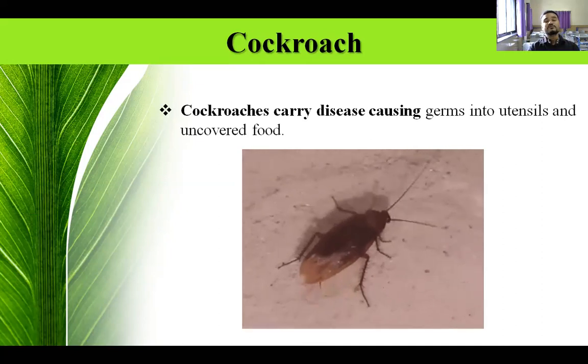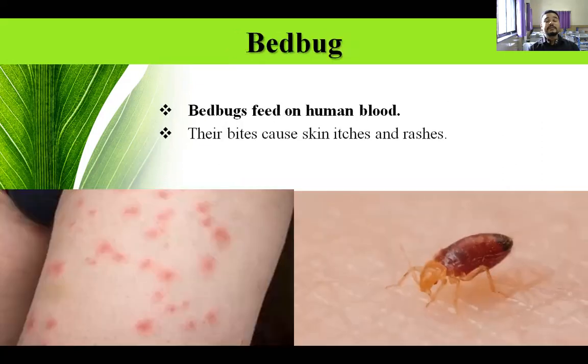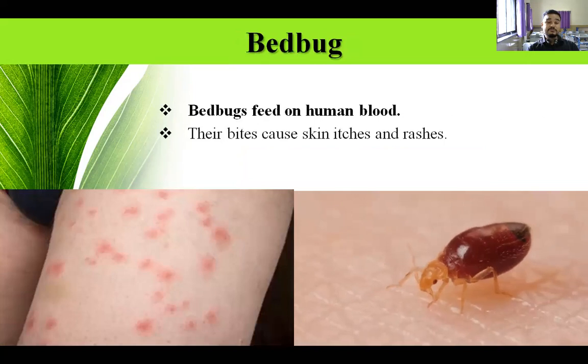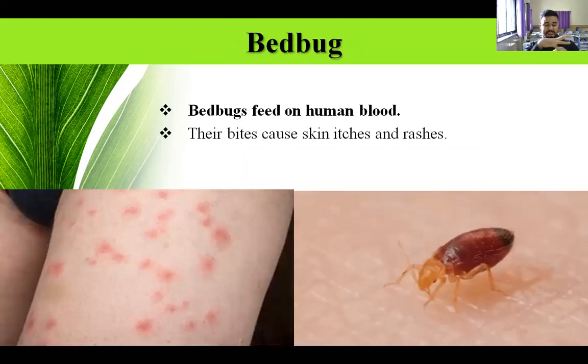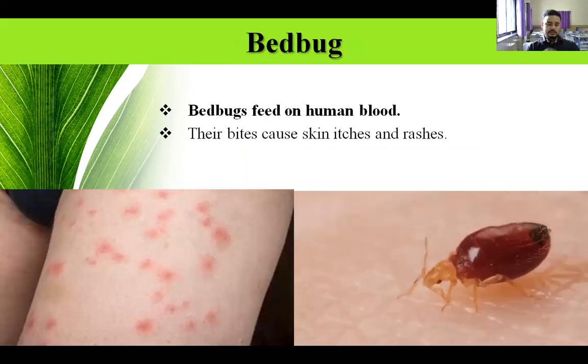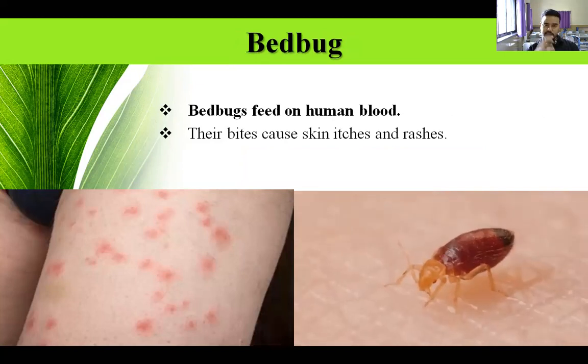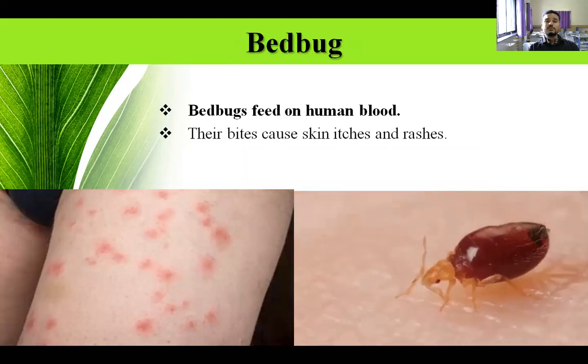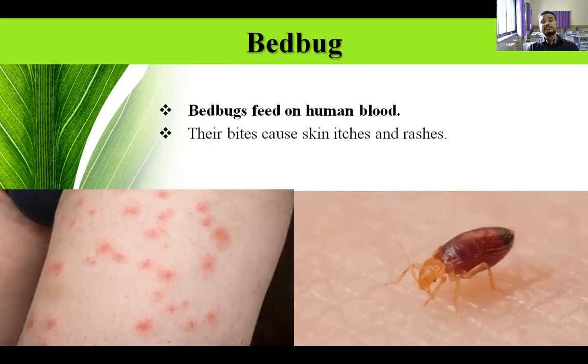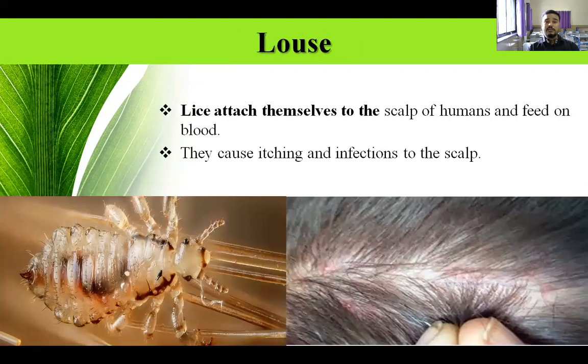Then bed bugs are there. If bed bugs feed on our human blood, means they suck the blood out of our veins or hands, and if they bite you, it will cause some itching and rashes. Then lice are there, lice which attack.